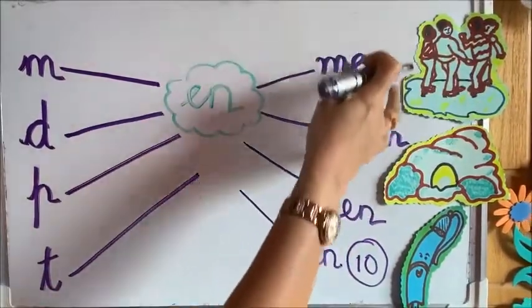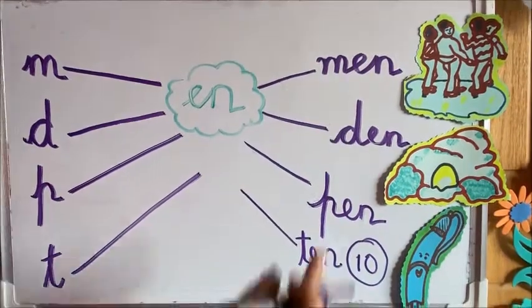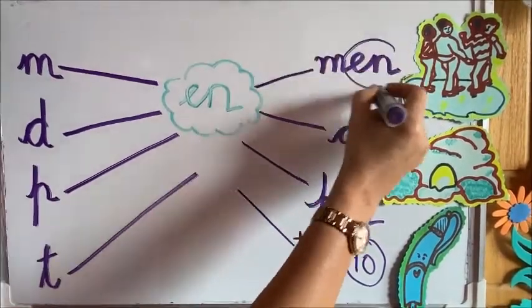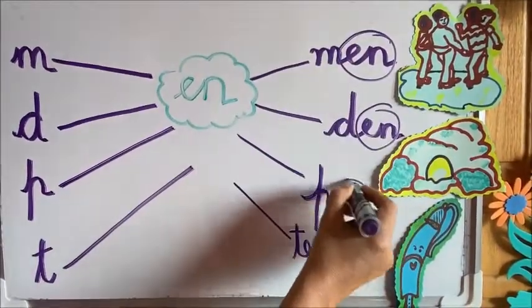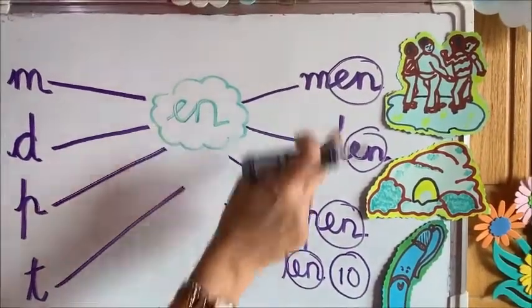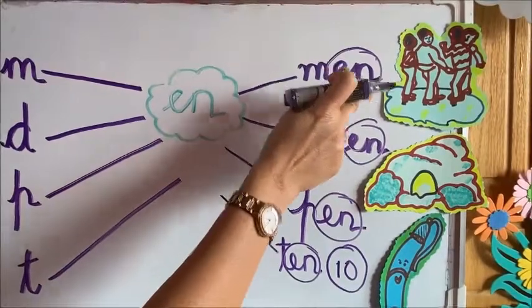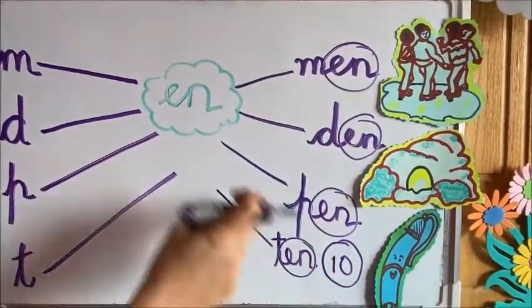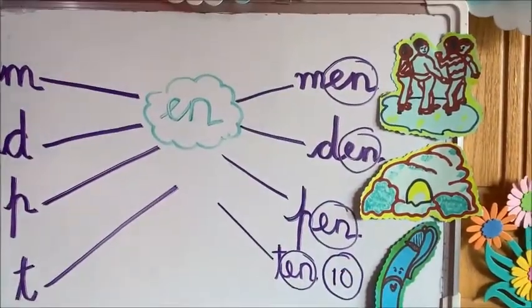So remember, these are also rhyming words. All are ending with N, N, N, and N. So when we say rhyming words, you must remember the last sound is the same. So how many sounds are here?